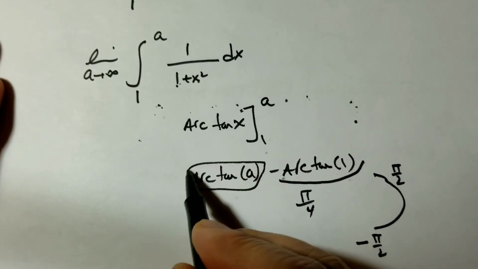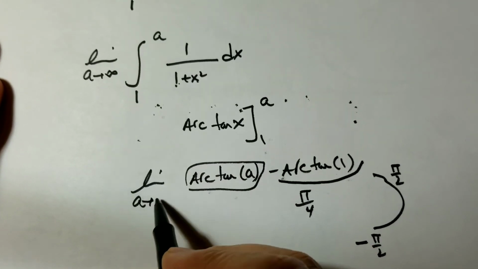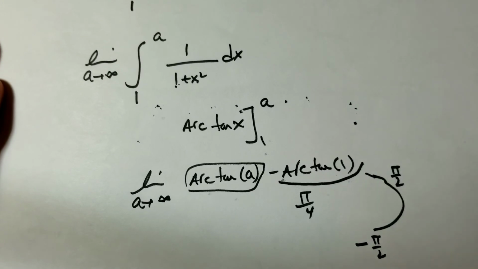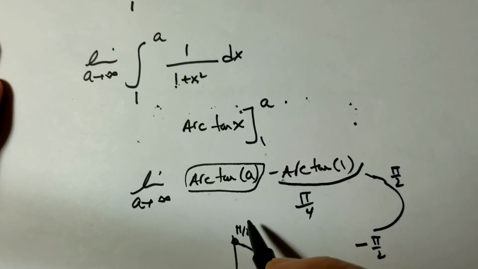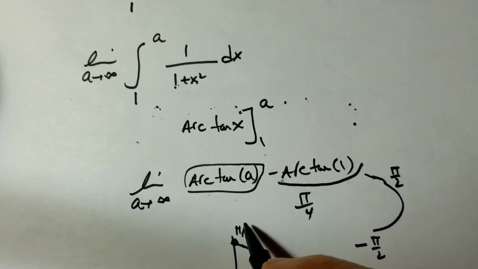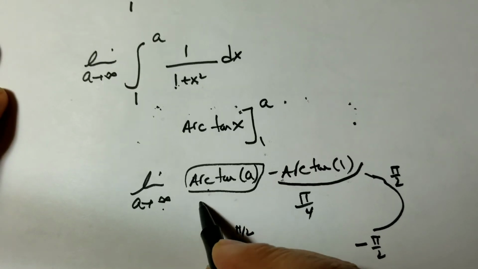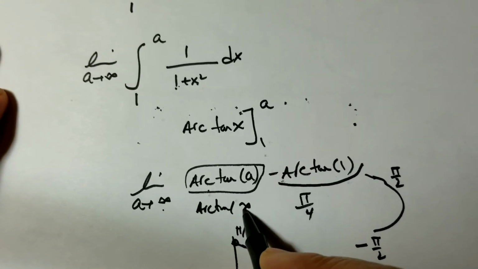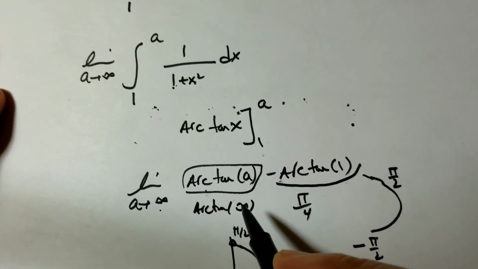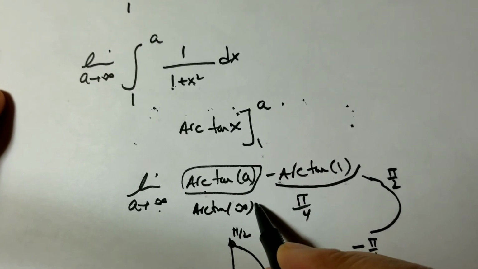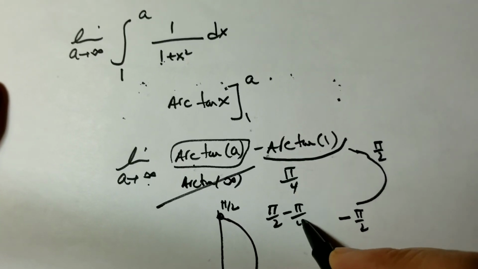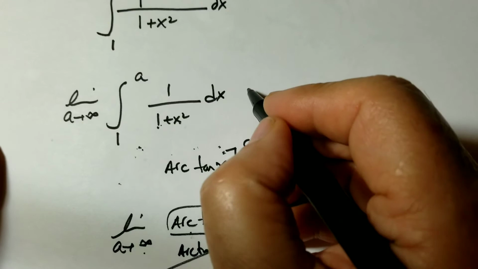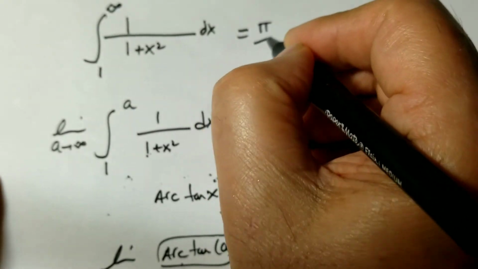But for that side, I have to take the limit as a goes to infinity. Oh, what is the tangent right here? The tangent at pi over 2 is undefined. Therefore, what is the arc tangent of infinity? What angle has a tangent that is undefined? It is pi over 2. Therefore, you have a pi over 2, that's a pi over 4. Subtract them. Look at that beautiful problem.